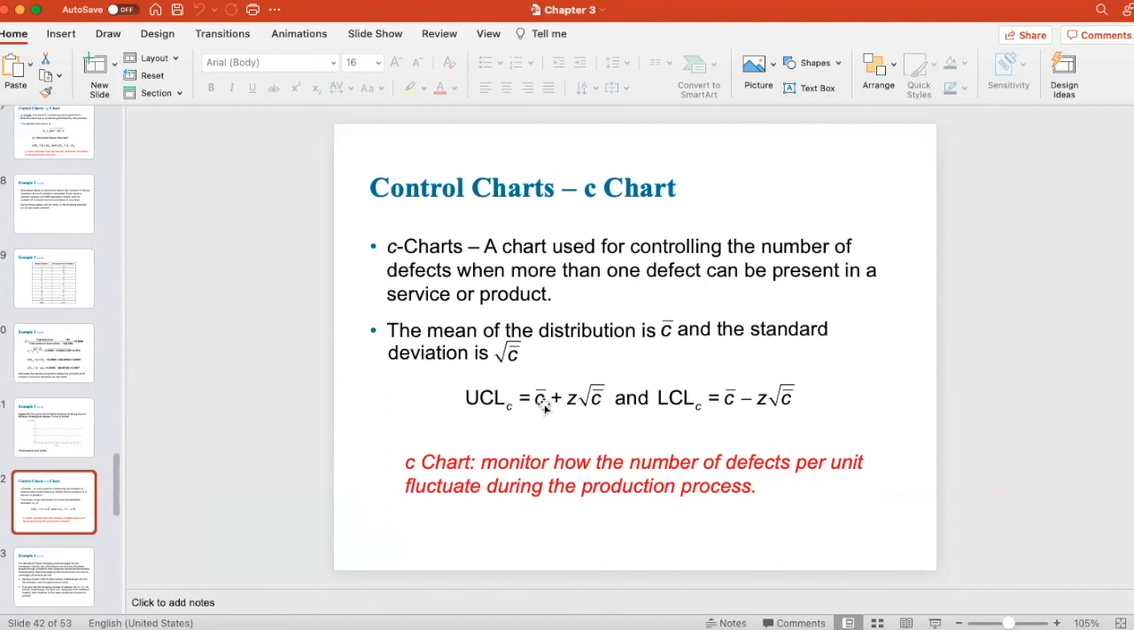After you get C bar and the square root of C bar, you add Z times the square root of C bar, and you get the UCL. You subtract Z times the square root of C bar, and you get the LCL. That's it.